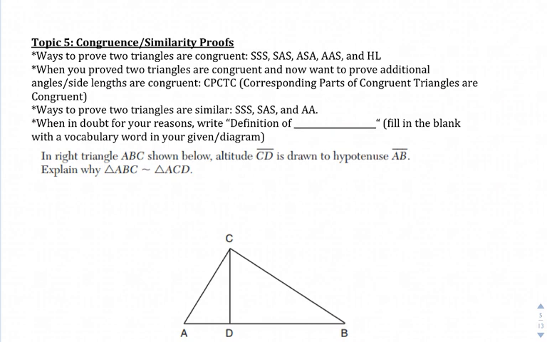When you don't know the reason, let's say you're just forgetting what to write for reasons, don't be afraid to write definition of blank. So fill in the blank with a vocab word that was either in your given or you can see it in your diagram. So if I saw like AB bisects angle ABC and I forget why angle 1 and 2 are congruent, I would write definition of angle bisector because in my given I saw bisects. So don't be afraid to use that if you don't know what to write.